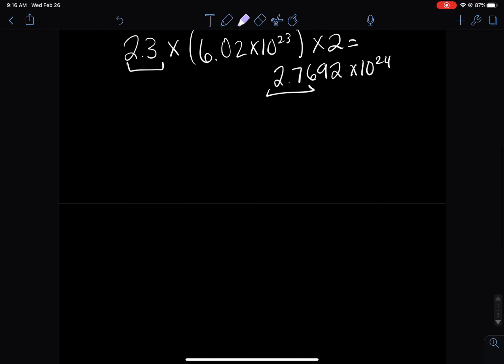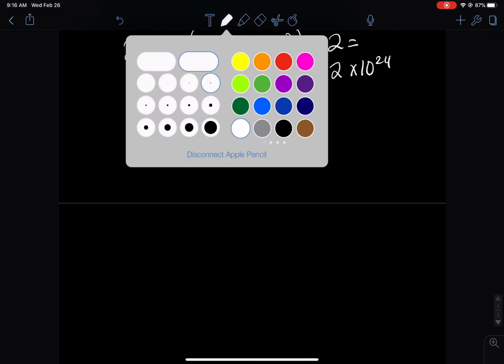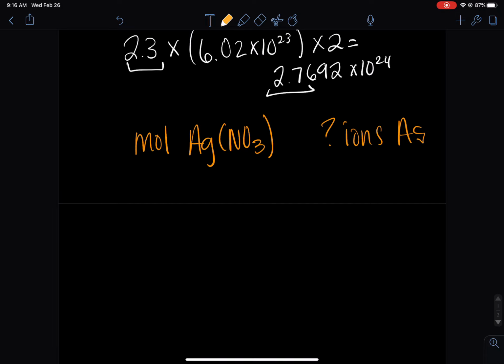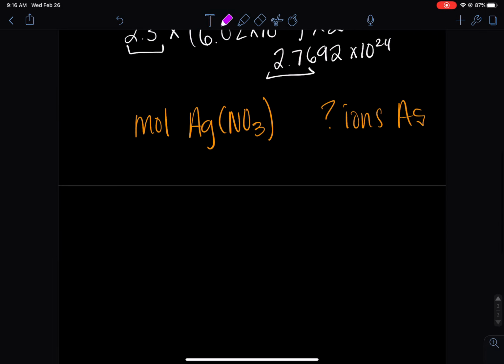So if we were doing a problem that had, say we had moles of silver nitrate, okay? And I asked you how many ions of silver were in there. So you would go from moles of silver nitrate to molecules, or since this is a metal, non-metal, it's actually going to be units instead of molecules. So you're going to go to units. Again, this is just pieces, so like pieces of silver nitrate.